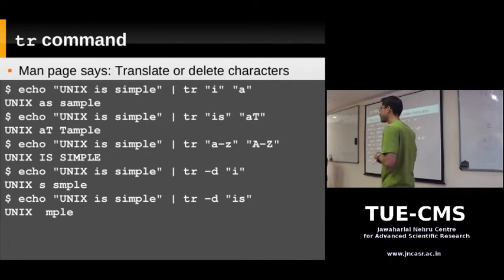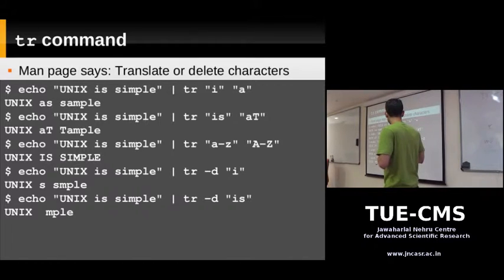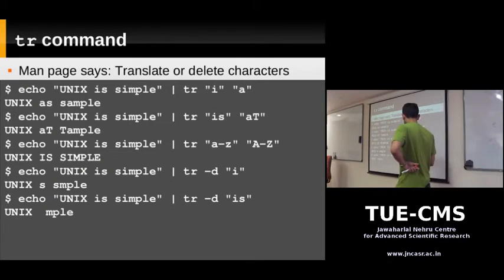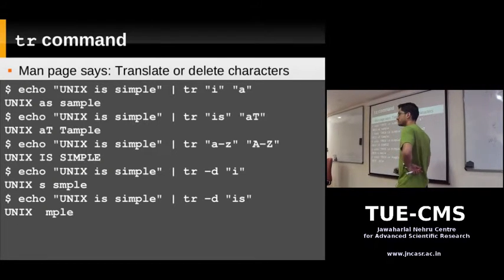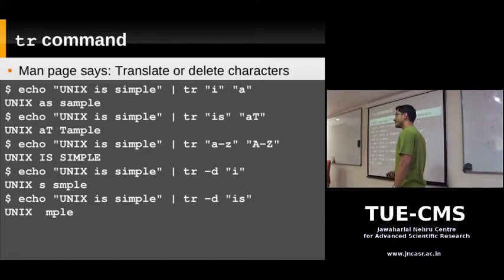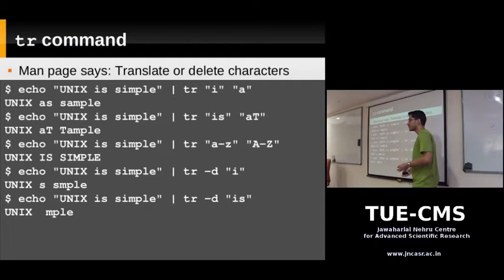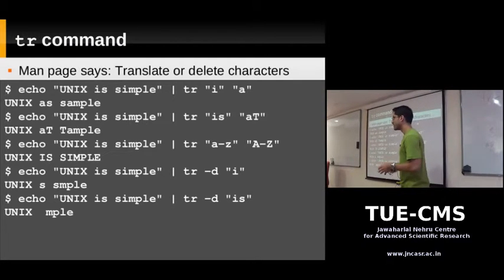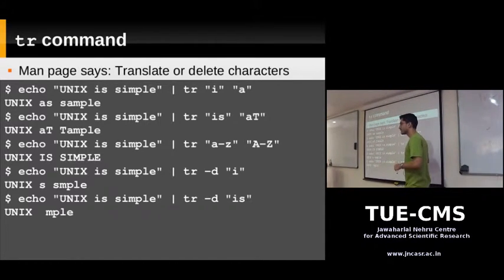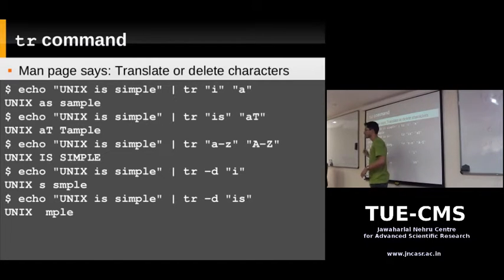My question is the following. If tr -d, quote, I space S, I put a space between them, I and S. Will it still work? Yes, it will work, and it will delete all the space characters also in your string. So a space is a character. Any character with an ASCII code, you can put inside here. So space is a character just like newline and tab, it will also take it as a character. So it'll remove the spaces, it'll remove the I, and it'll remove the S.